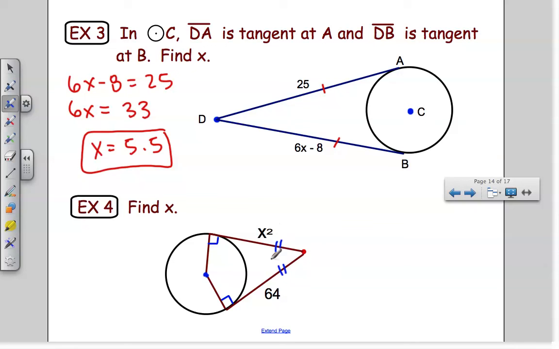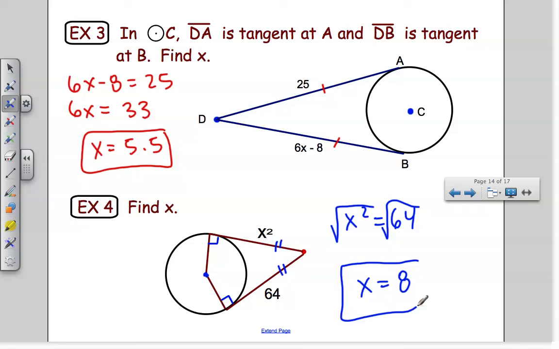They are congruent. So right now I know that x squared should be equal to 64. Those should be the same length. And to solve for x here, this is x squared, so I take the square root, and the square root of 64 is 8. So two tangent segments from that common external point are congruent.